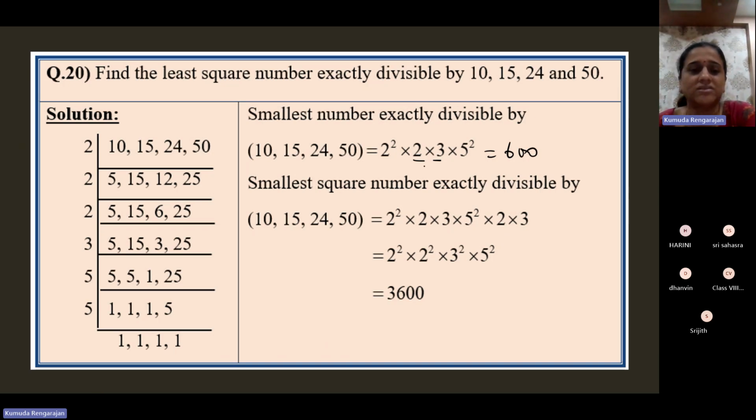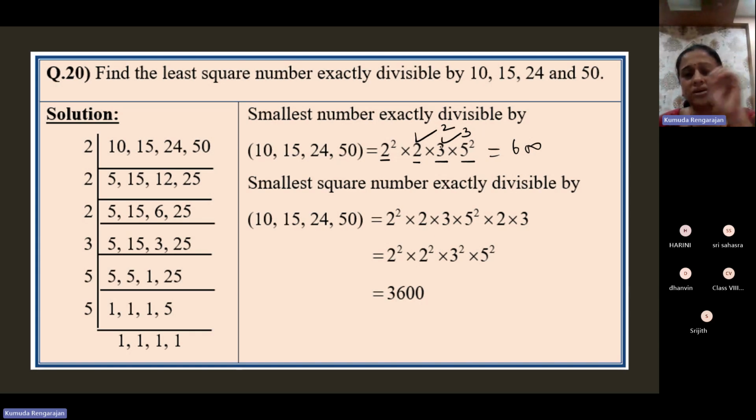But you see here, 600 is the LCM of these four numbers. How can we say that 600 is not a perfect square? Because in the factorization of 600, 2 to the power 2, 2, 3, and 5 squared, the prime factors 2 and 3 don't occur in pairs. There's only one 2 and one 3. So how do you make this number a square number? You need one more 2 and one more 3.